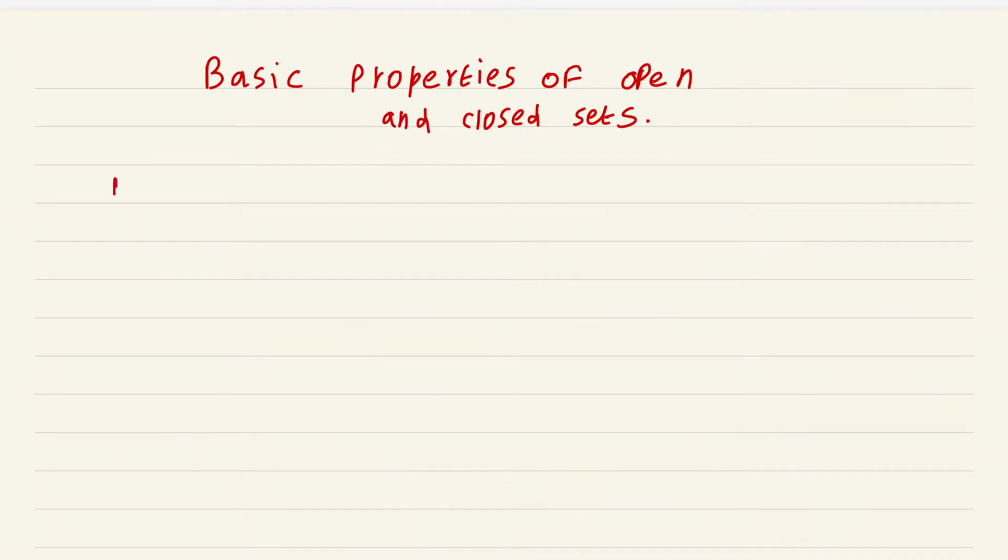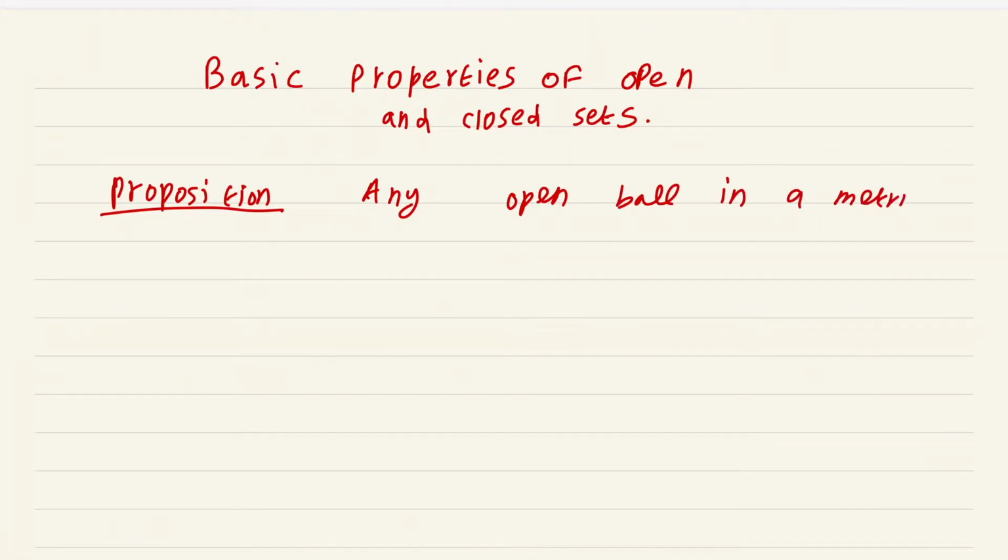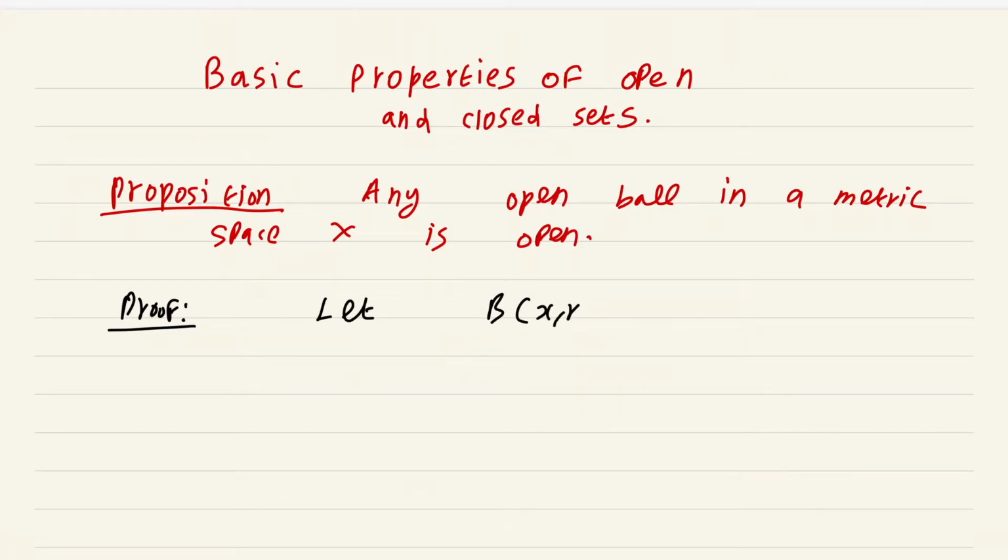Proposition. Any open ball in a metric space X is open, and the proof is rather trivial. So let B(x,r), a subset of X, be an open ball. Let y be an element of B(x,r).